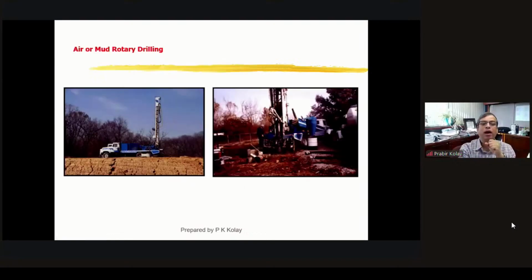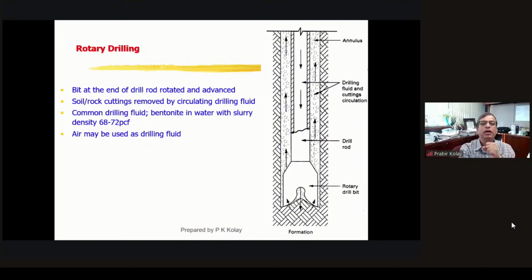Rotary mud or air drilling. So these are the different types of drilling. Basically, you can use rotary drilling, where the bit at the end of the drill rod rotates and advances. It can be used for soil and rock cutting by circulating drilling fluid. And the common one is bentonite, a water slurry of a certain density.